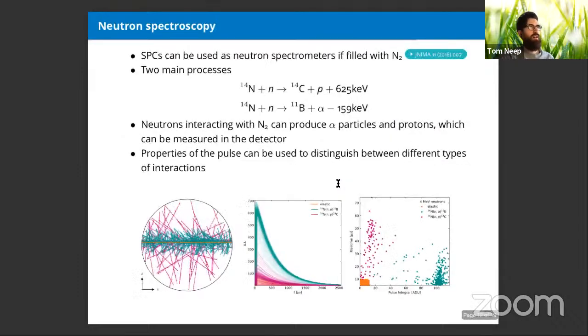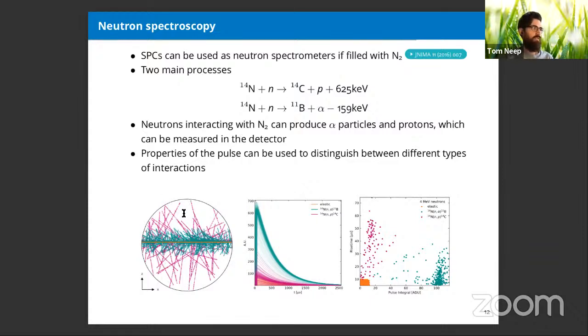I've demonstrated that in the first real use case here on slide 12, which is neutron spectroscopy. SPCs can be used as neutron spectrometers if you fill them with nitrogen gas. If you do that, you have two main processes that occur. A neutron interacts with a nitrogen nucleus to give you carbon and a proton, or a neutron interacts with nitrogen to give you boron and an alpha particle. And it's these proton and alpha particles which interact with the gas in our detector and produce tracks.